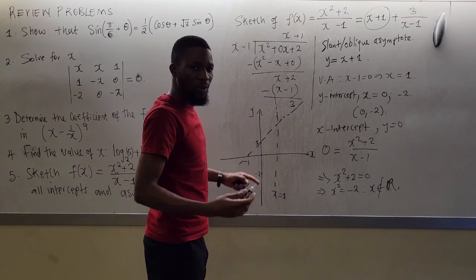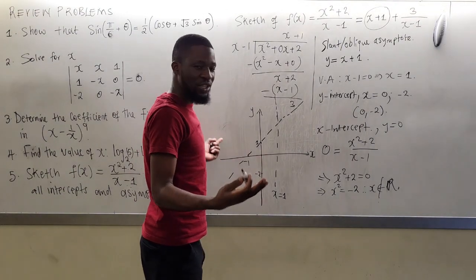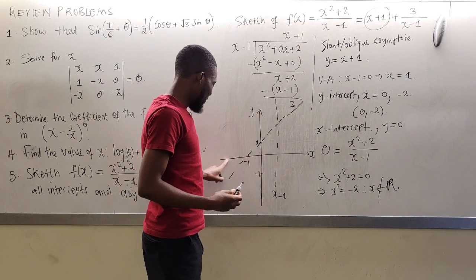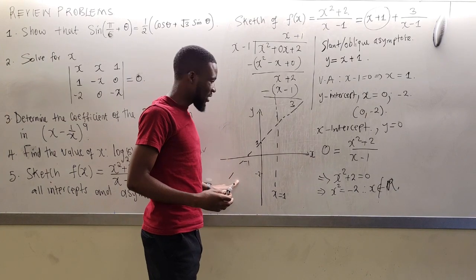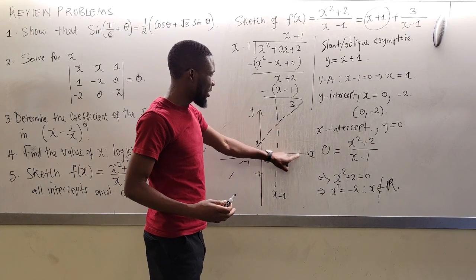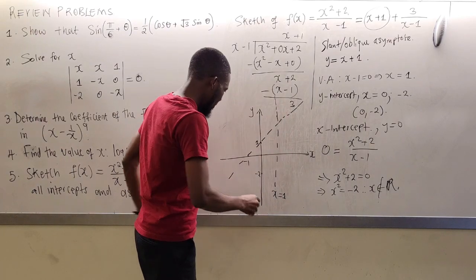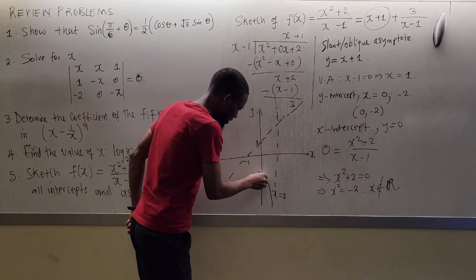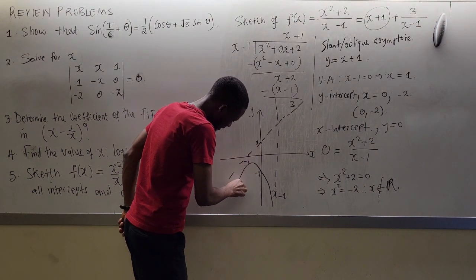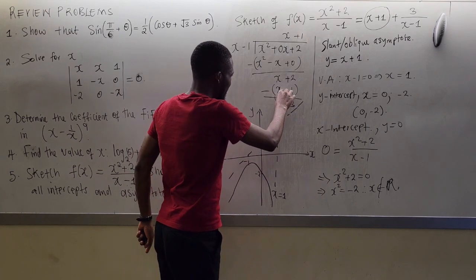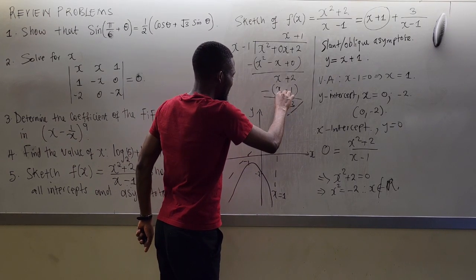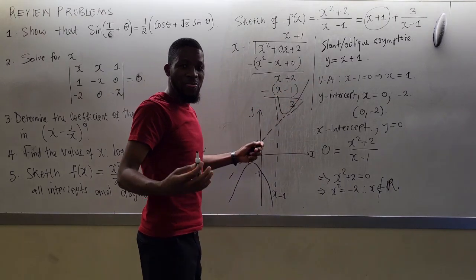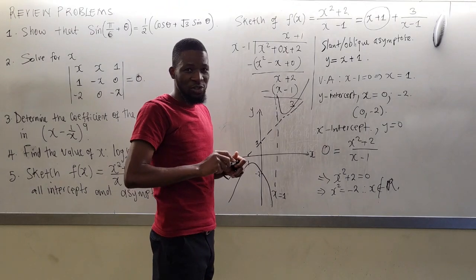So what you can just do now is test points. Pick any point here, and you will discover that the graph falls under this curve. If you pick any point here, the graph falls here. So I can just go ahead and connect my graph like that. So it will go like that, and here it will just be like that. Okay. So this is how you sketch the graph of a rational function.